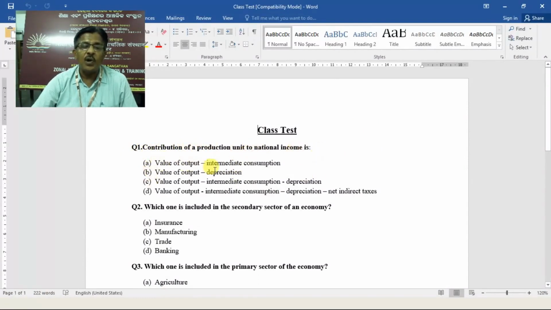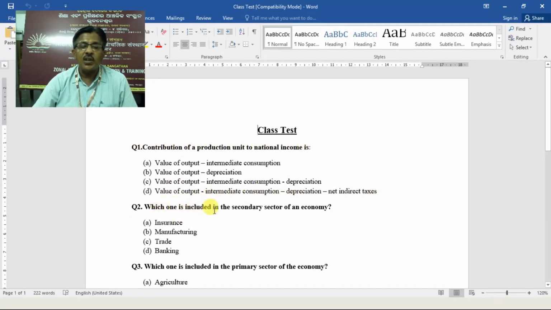So you see, value of output minus intermediate consumption, minus depreciation, minus net indirect taxes. That means the contribution of a production unit to national income.